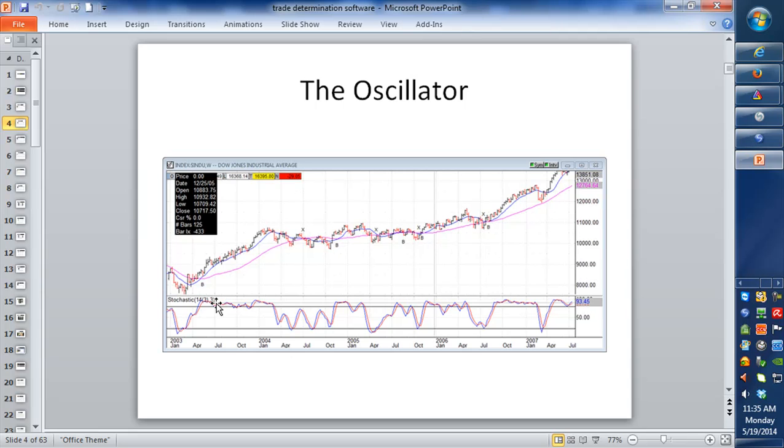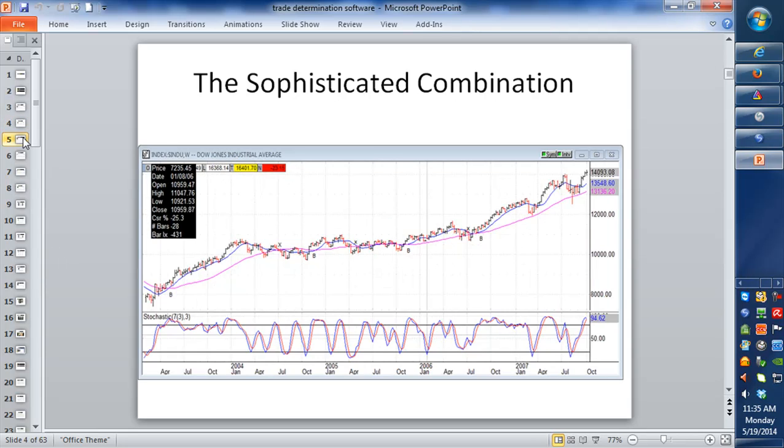Now, what some people have done is they've added something called an oscillator. Here's a stochastics 14-3-3, and what people do is they look at this and say, well, down here is oversold, so here's a time to buy, and when price goes up here, it's overbought, so it's a time to sell. The problem with this, of course, is that it's not really true, because as you can well see here, this was actually a wonderful time to buy, and look at how nicely prices went up after that.